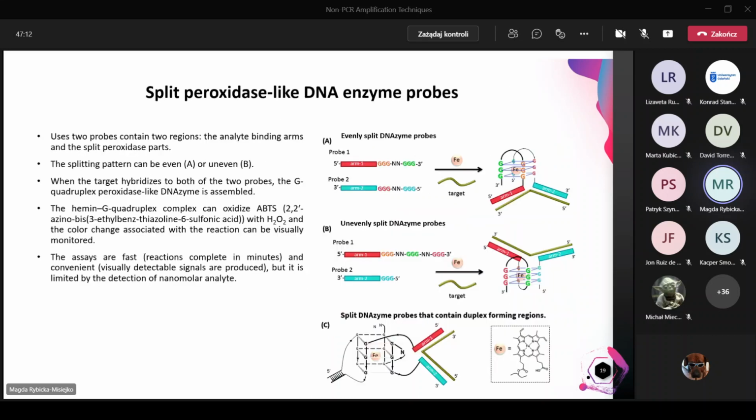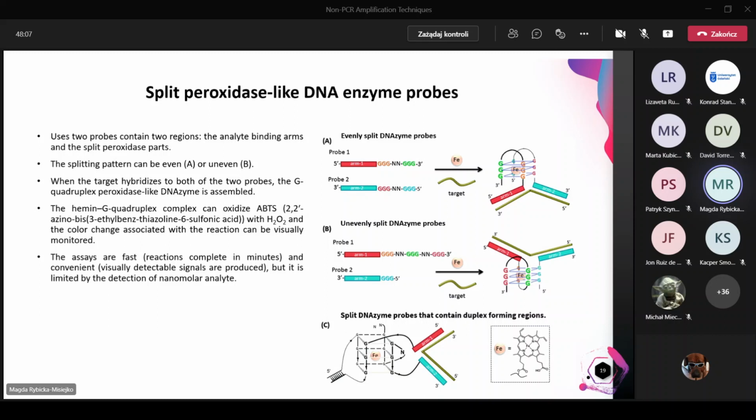One of these parallel isothermal detection strategies is called split peroxidase-like DNA enzyme probes. This method uses hemin-binding G-quadruplex DNA peroxidase. Here, two probes contain two regions, the analyte binding arms and the split peroxidase parts. The splitting pattern can be even or uneven, and when the two probes are separate, they show no or very low peroxidase activity. When the target hybridizes to both of the two probes, the G-quadruplex peroxidase-like DNA enzyme is assembled.